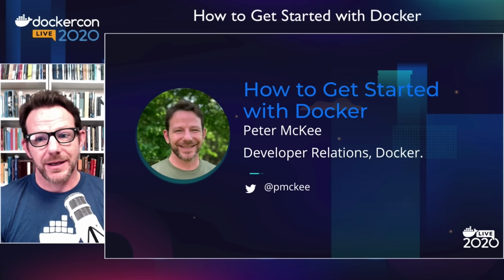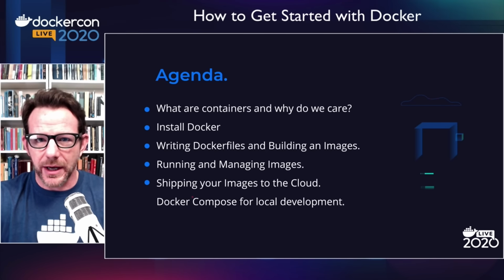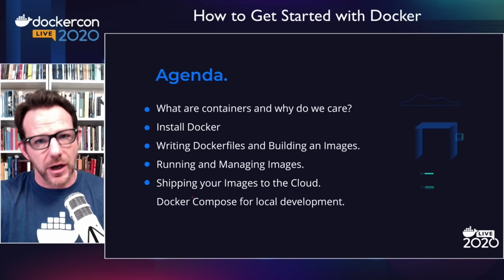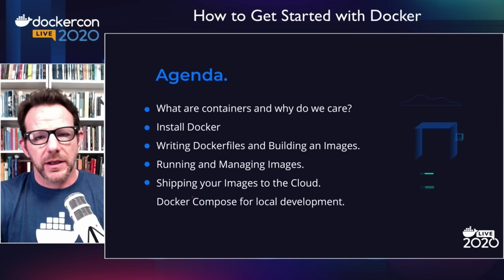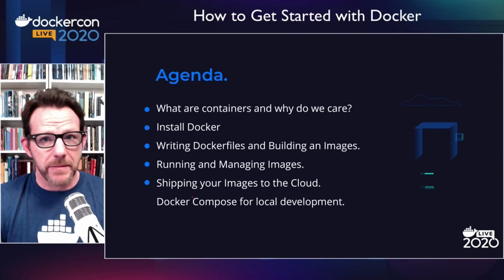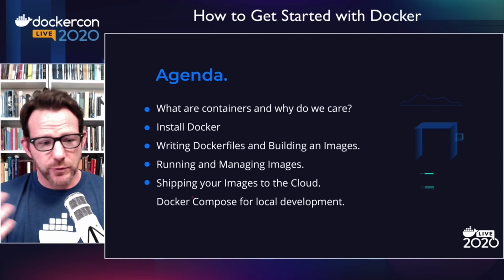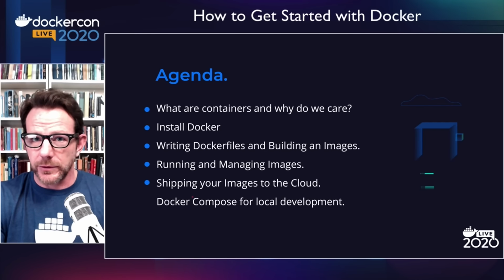Today, I'm going to be talking about how to get started with Docker. So we're going to start out today talking about containers and why we care. And then we'll look at installing Docker on your local development machine. And then we'll write some Docker files and build some images. And then we'll run those images and manage images. And then we'll ship those images up to the cloud. And then we'll wrap up by taking a look at Docker Compose for local development.